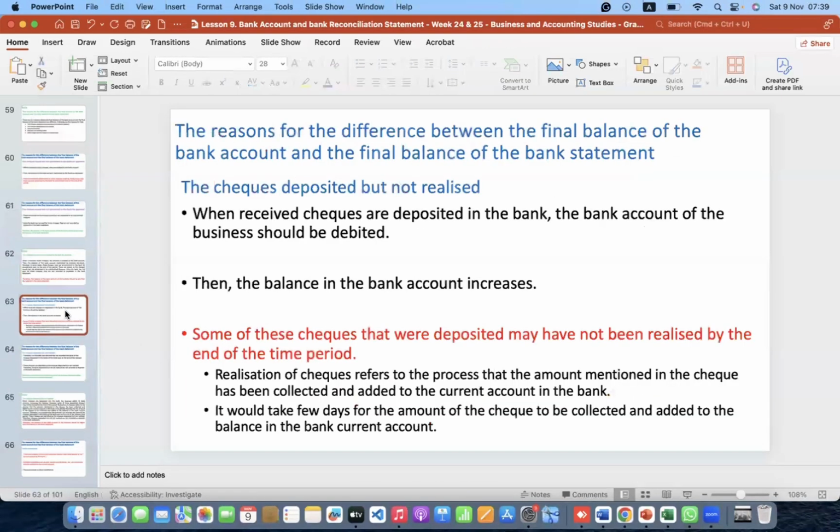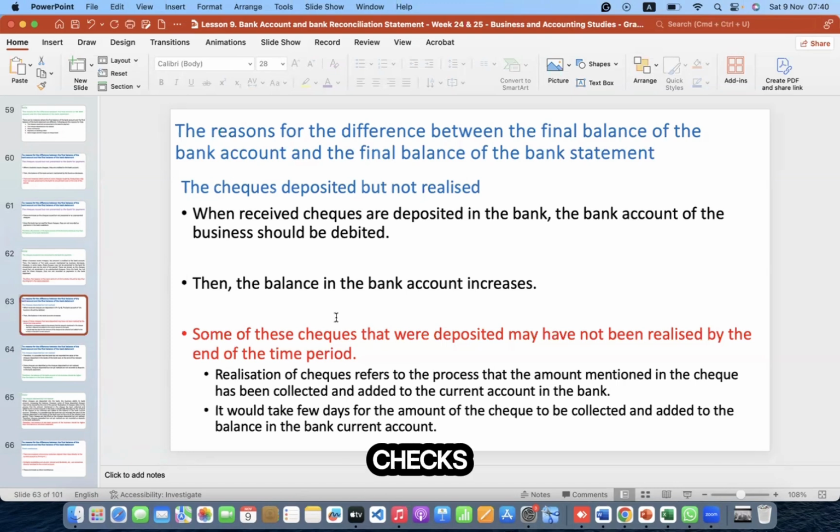Okay. So the second reason why there is a difference between the bank account and the bank statement balance: the checks deposited but not realized. Earlier we spoke about a situation where we issue a check, but it is not being presented. Now here, a check is deposited but not realized. When received checks are deposited, the bank account of the business should be debited because the bank balance is going up. Then the balance in the bank account increases.